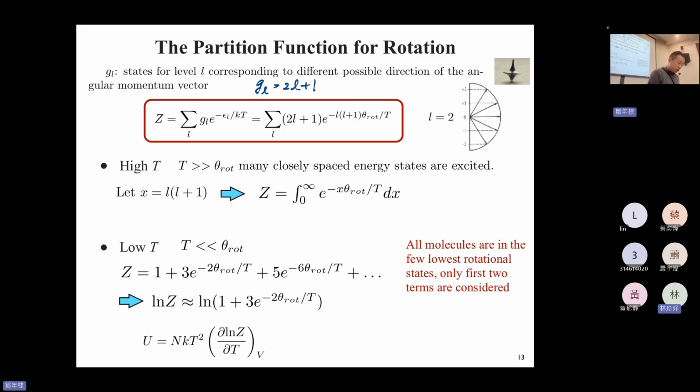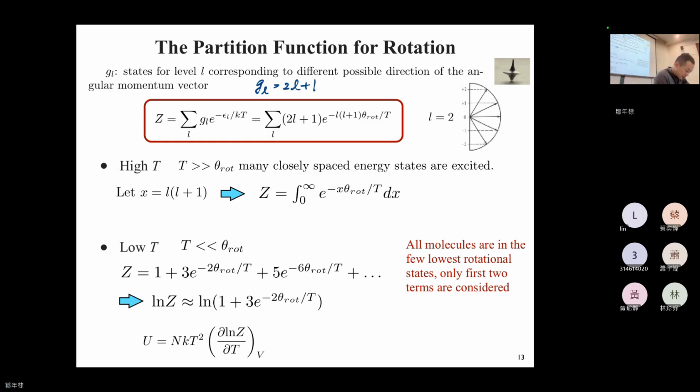Now that we have Z, we can examine the high temperature and low temperature behavior. So let's take a look. For high temperature, which means temperature much greater than theta rotate, let x equal to L times L plus 1. So your equation becomes Z equal to this.